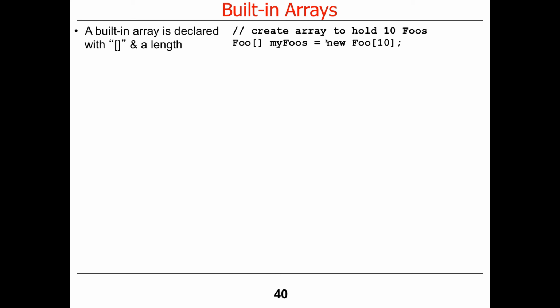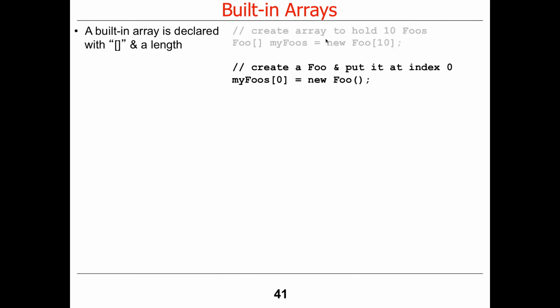Here's an example where we have an array of Foo, and we're going to make a new array of 10 Foo. So there's 10 Foos now. And the thing to remember is when you create one of these things, by default, each element is null. And so if you want the array to have something useful in it, you have to come along and make a new one. So here we're going to say myFoos sub 0. Remember, all arrays in Java, like C++ and C, start at 0. That's going to be given a new Foo.